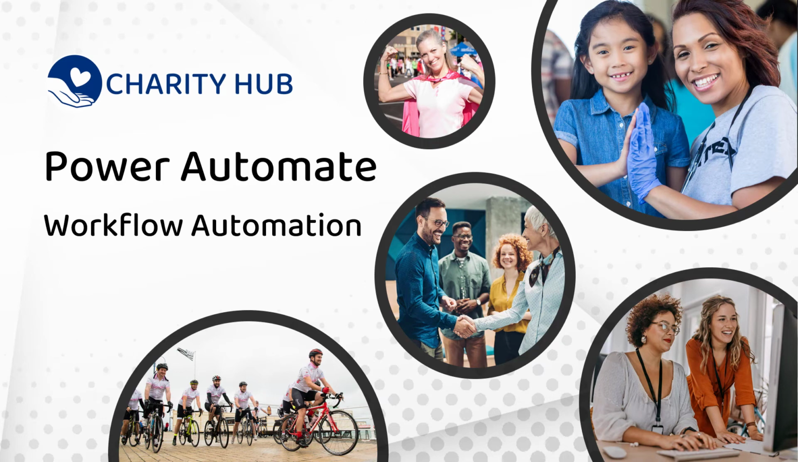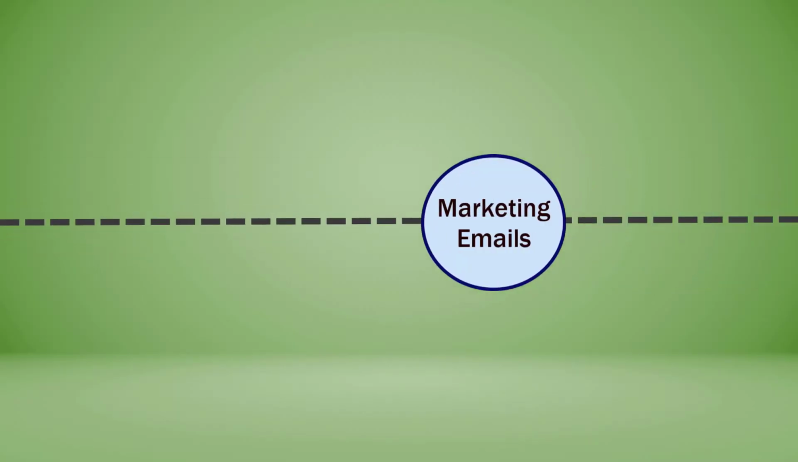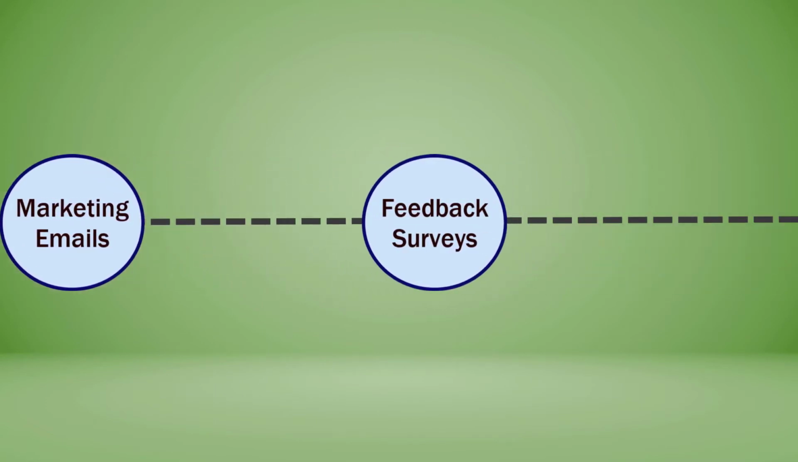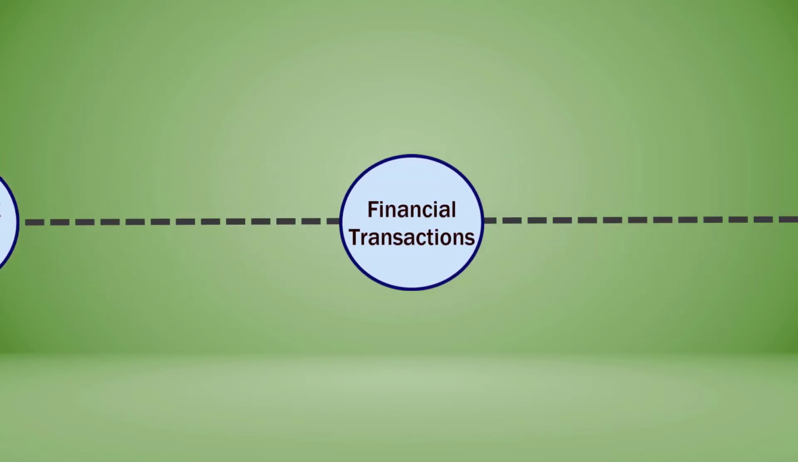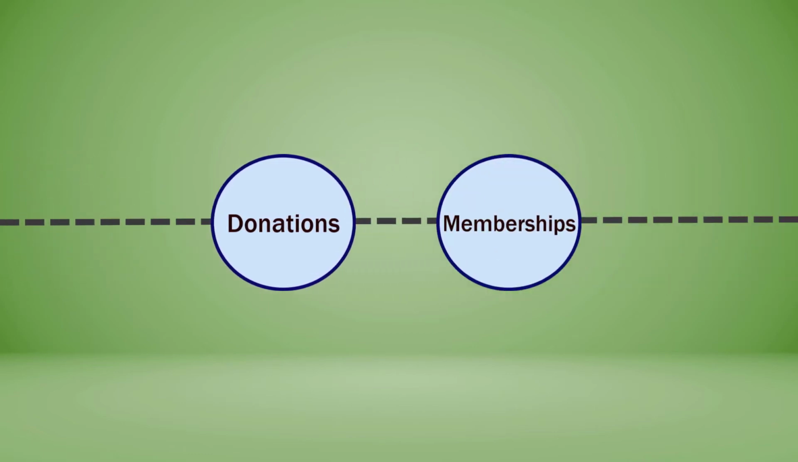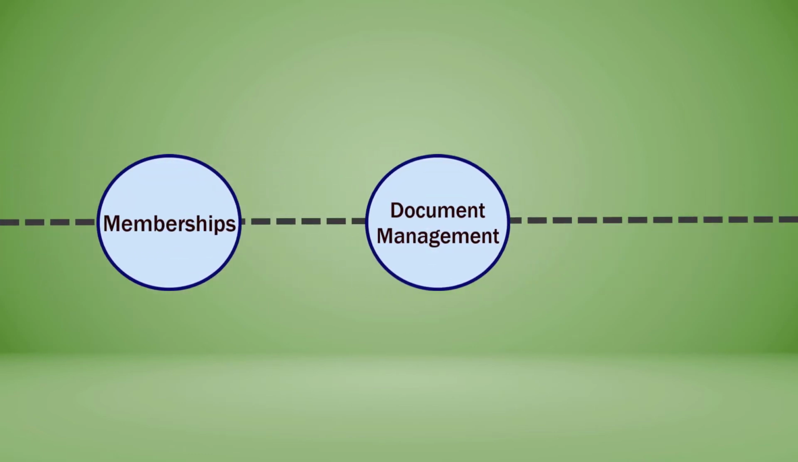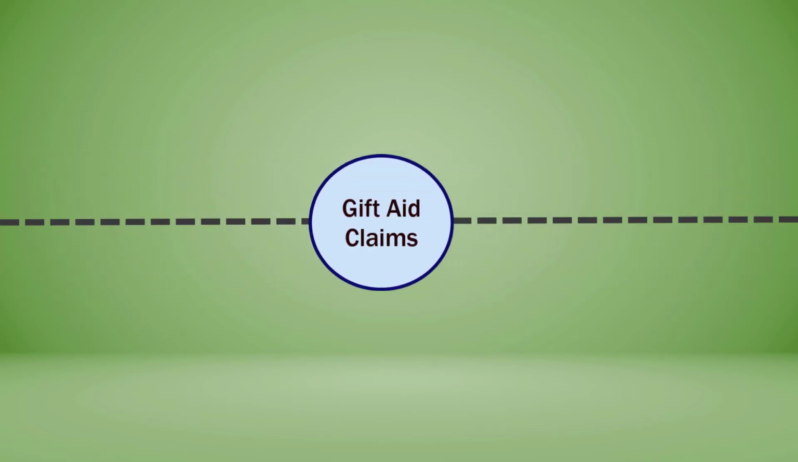In this video, I want to show you how easy it is to use the comprehensive workflow automation capabilities of Charity Hub. Your business processes don't start and stop within one single system. They span and cross lots of other systems within your charity. Therefore, you need a digital platform that can support your cross-application workflows and processes.